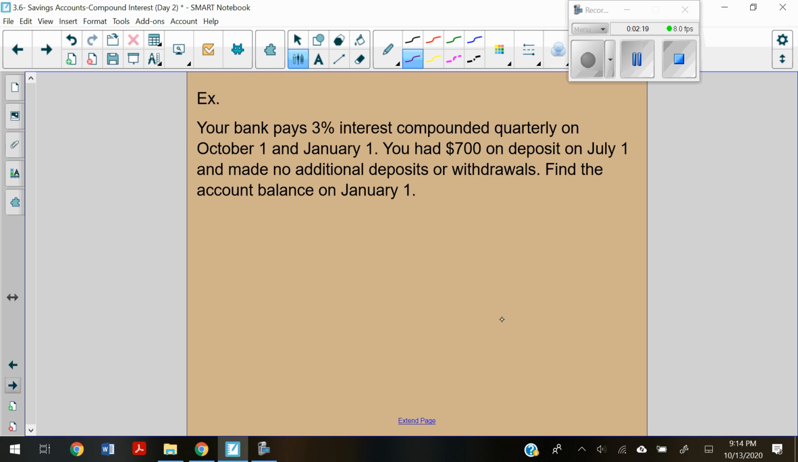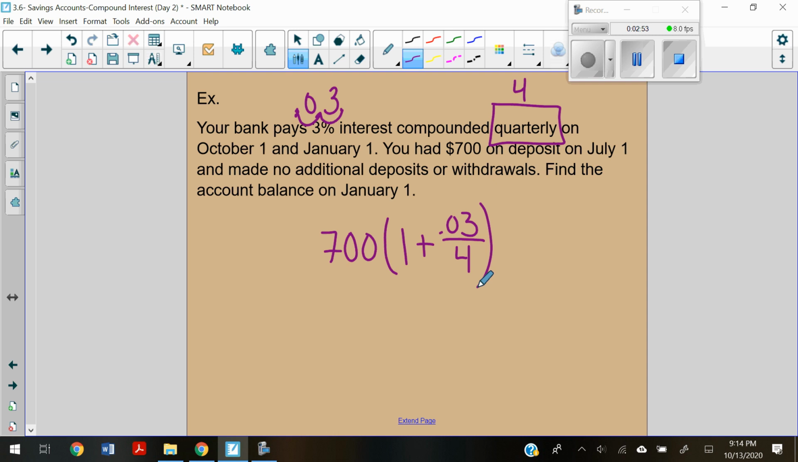All right, so our deposit is $700. So that's our principal. And in parentheses, we're going to put 1 plus. Now we're going to put our rate as a decimal. So if it's 3%, I'm going to move that decimal 2 to the left. So 1, 2. Okay, so 0.03. And it says it's compounded quarterly, and quarterly means 4 times. So I'm going to plug 4 in for N. Then my exponent is going to be quarterly, so 4, and then it's times the time in years.